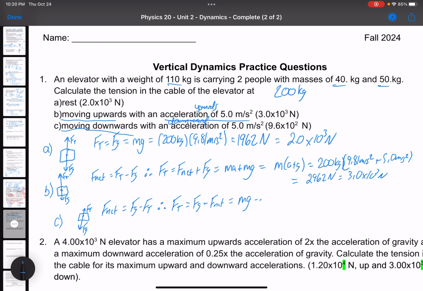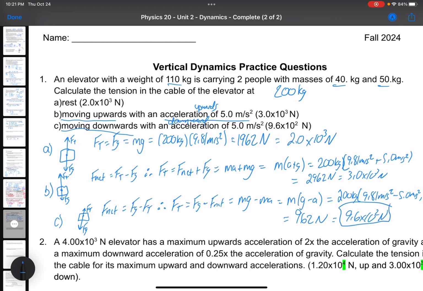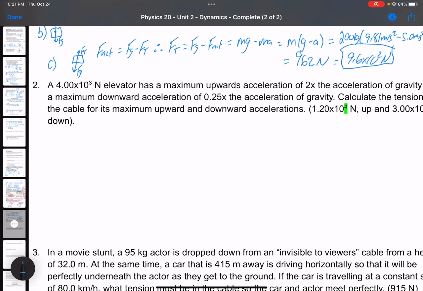It's equal to Fg minus F net. So Mg minus Ma, factoring the m out again. 200 kilograms, 9.81 meters per second squared, minus 5 meters per second squared. So I have 4.81 times 200, and I end up with 962 newtons, so 9.6 times 10 to the power 2 newtons. Okay, so that's how that one works. So again, a little bit of wording I'll have to fix up before next time.